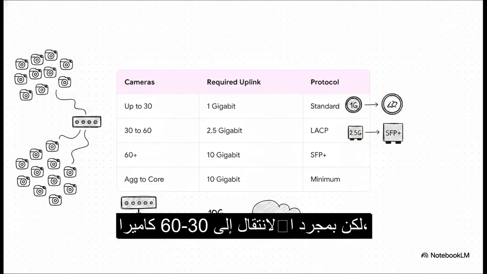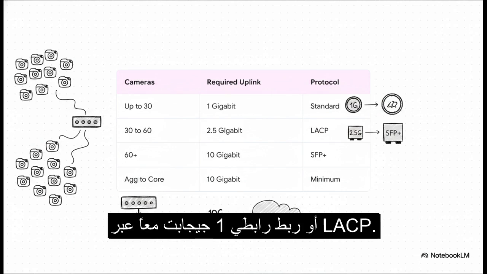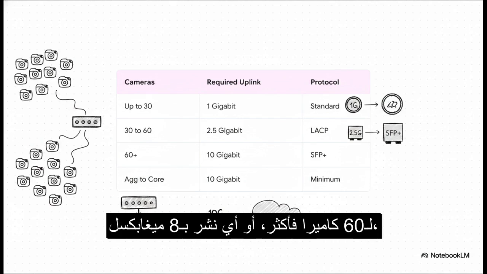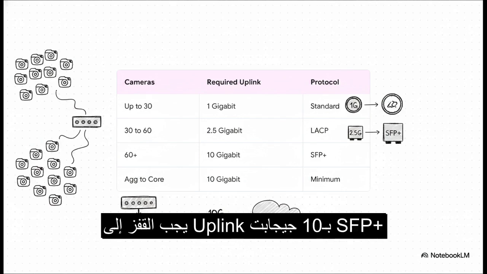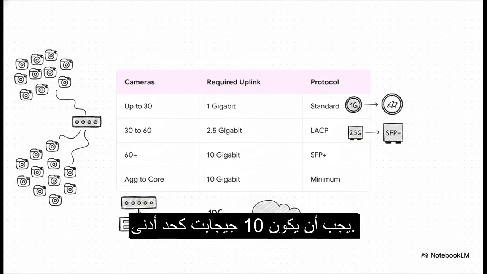But the moment you push that to between 30 and 60 cameras, you've got to bump it up to a 2.5 gigabit multi-gig link, or bond 2 1 gig links together using LACP. Now, for 60-plus cameras, or any 8 megapixel deployment, there's no question you must jump to a 10 gigabit SFP+ uplink. Oh, and remember, your aggregation to core connection should absolutely be a 10 gig minimum, period.